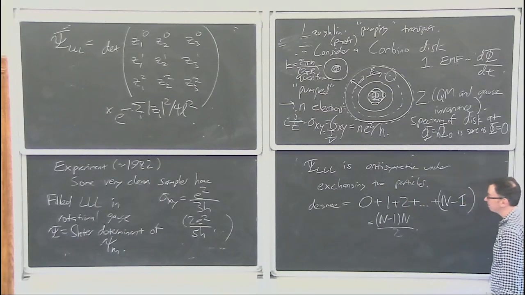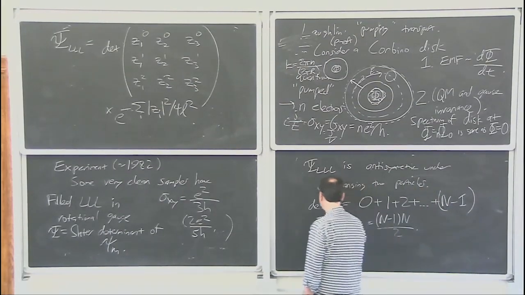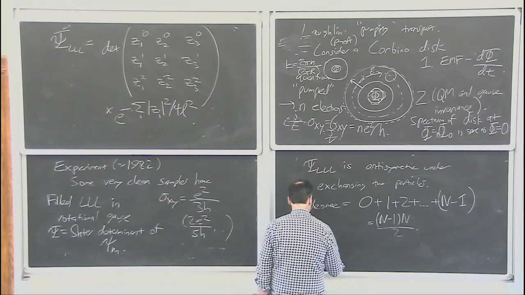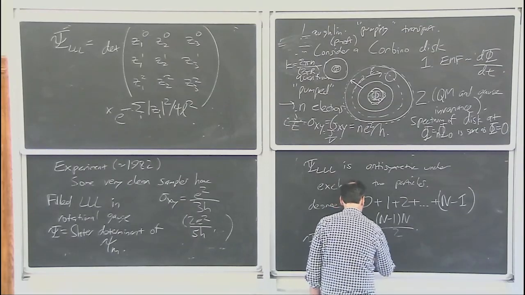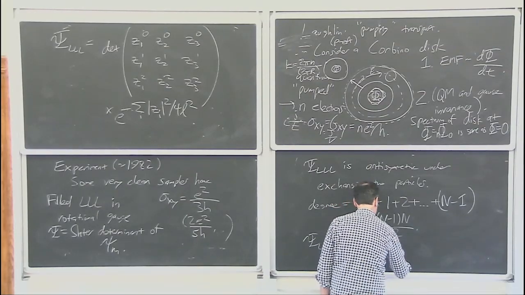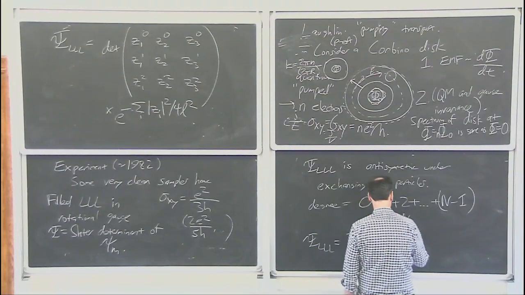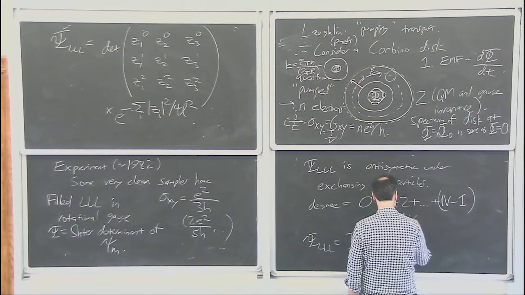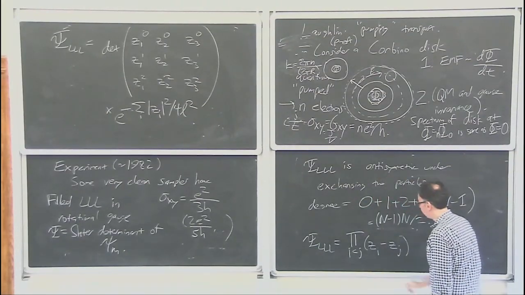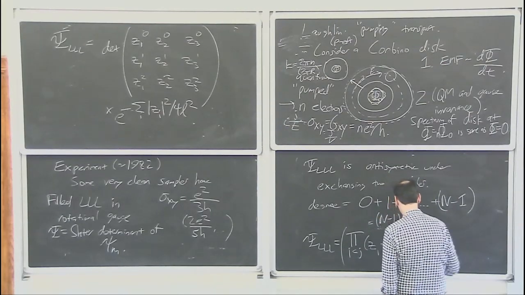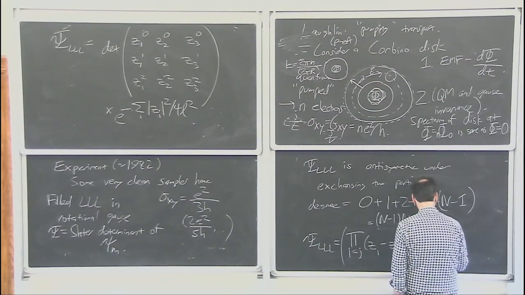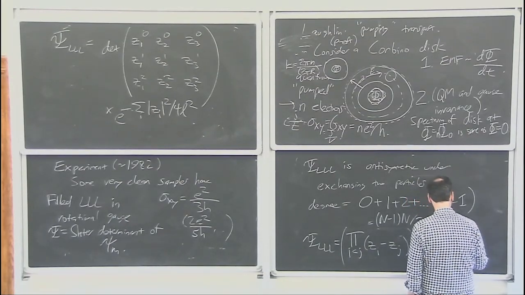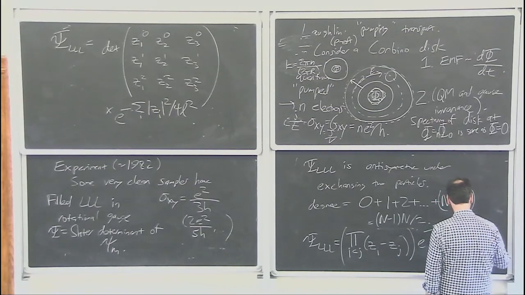Okay, well, let me tell you another wave function with exactly the same properties, and you can check for yourself that it's the same. Let me write this as the product over i less than j of (Zi minus Zj) times e to the minus the sum over i of Zi squared over 4L squared.